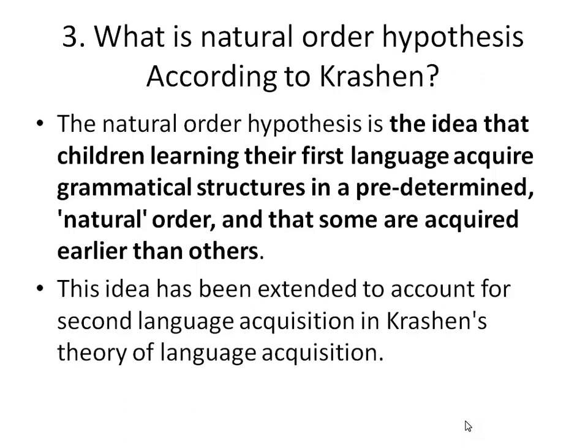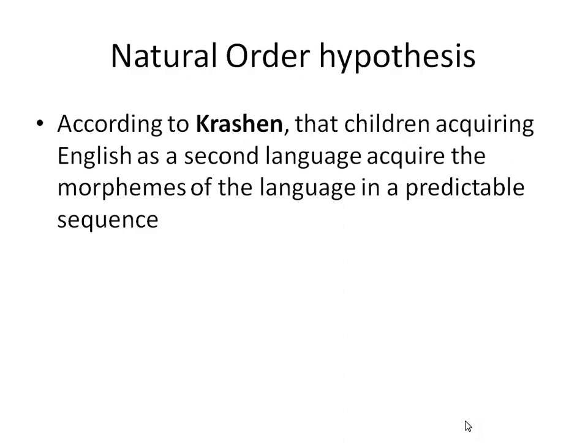Okay, this is the natural order hypothesis. In case of language learning, that is the predetermined and natural order, and some are acquired earlier than others. So this is the natural order hypothesis: children acquiring English as a second language acquire the morphemes of the language in a predictable sequence. So morpheme means the significant part of a word.